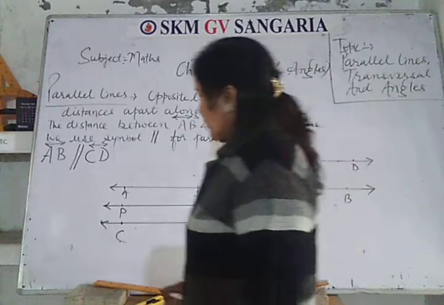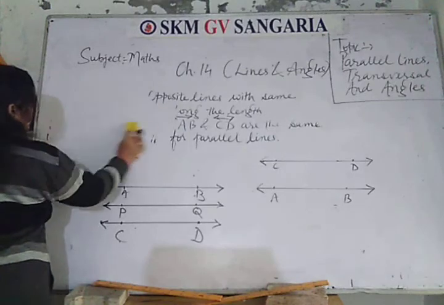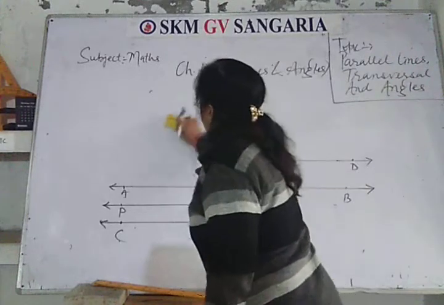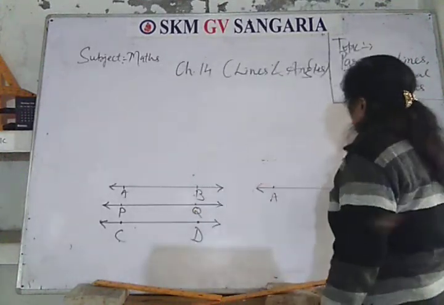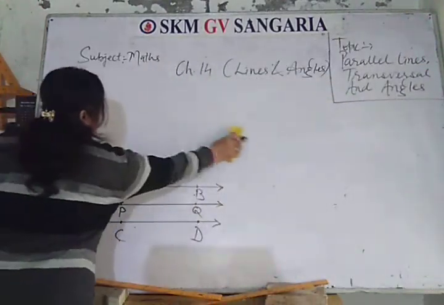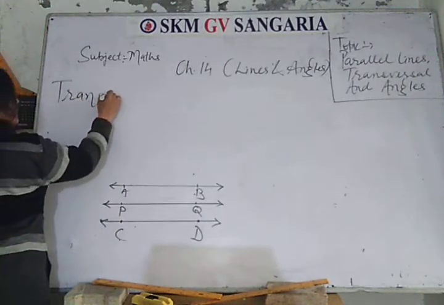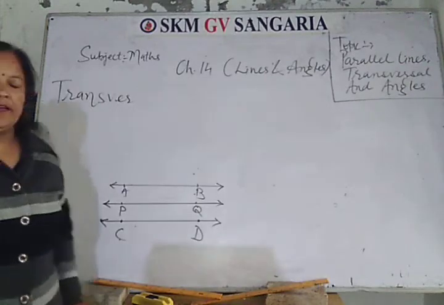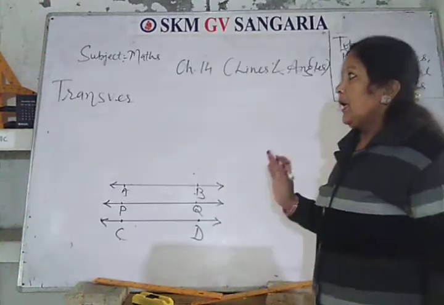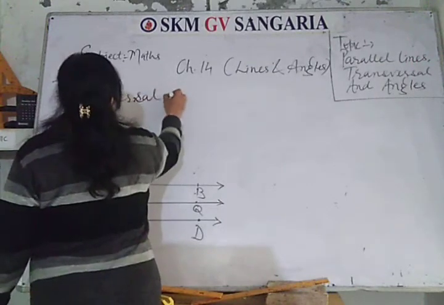Now let's learn about transversal line. When two parallel lines are being intersected by a third line at two distinct points, then that third line will be called the transversal line.